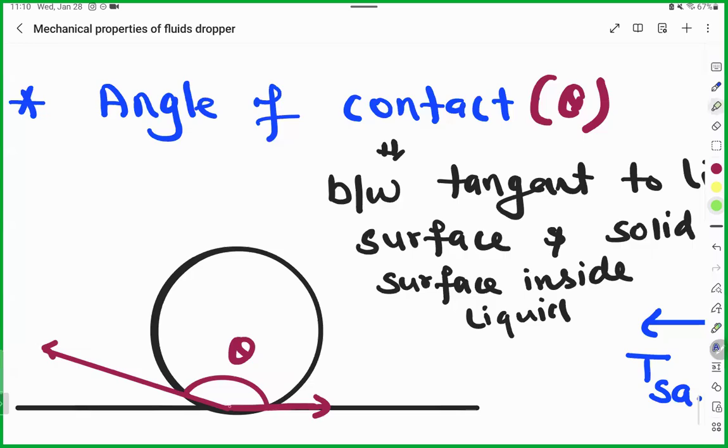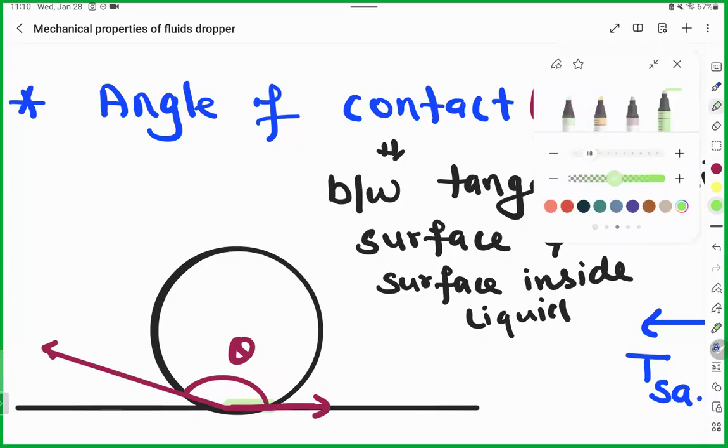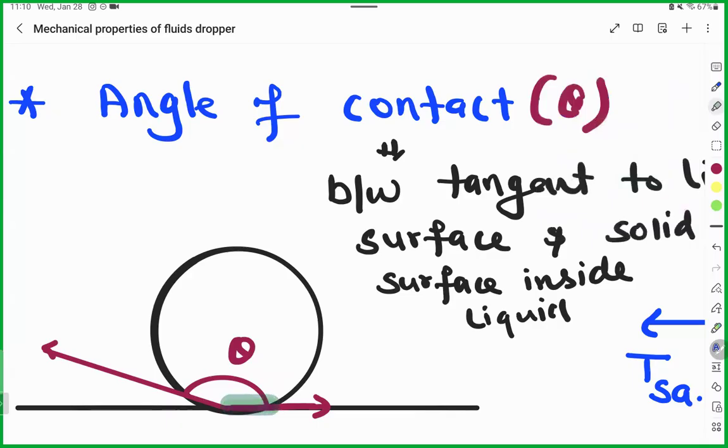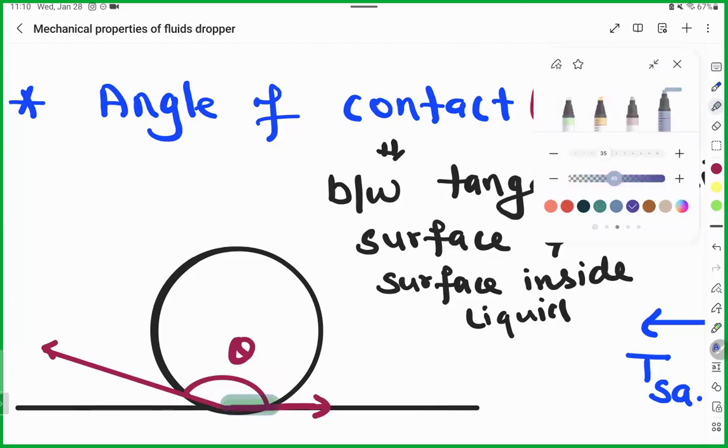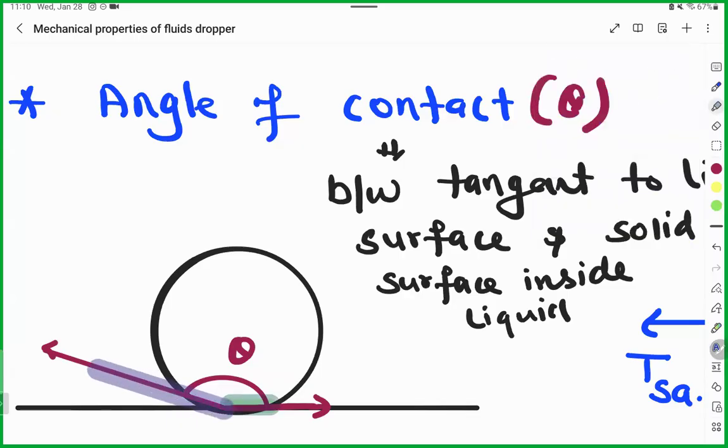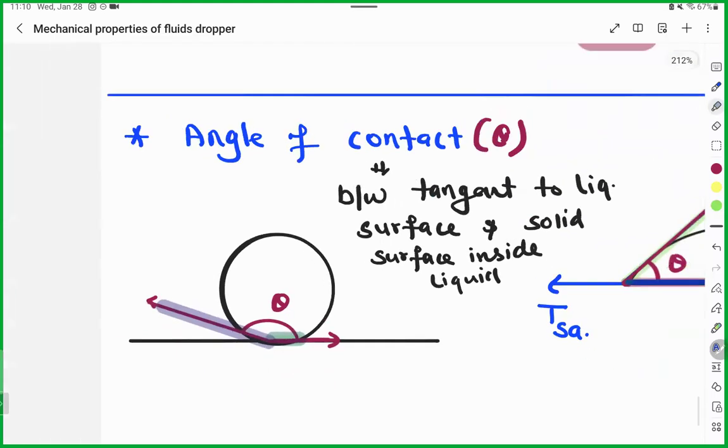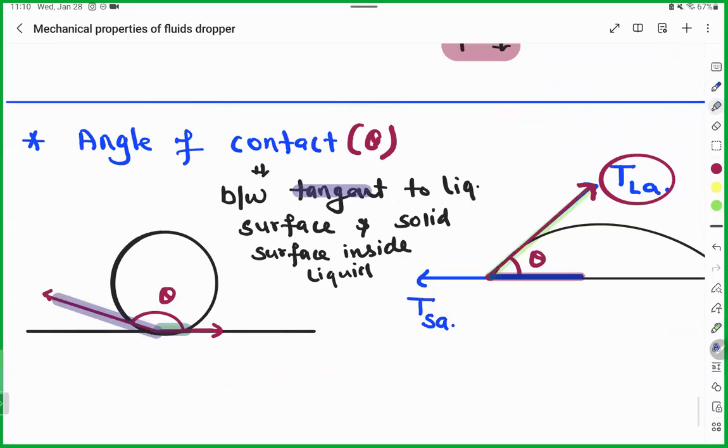Second, this is the solid surface present inside the liquid. At the same time, this is the tangent drawn on the liquid. The angle between them is the angle of contact. So it's important to understand where we are making the angle: one at the tangent and second the solid surface present inside the liquid. Got it? Trust me, 90% of people make a mistake about where the angle of contact is.